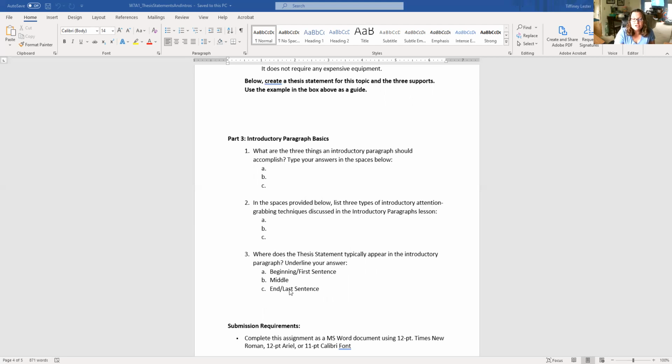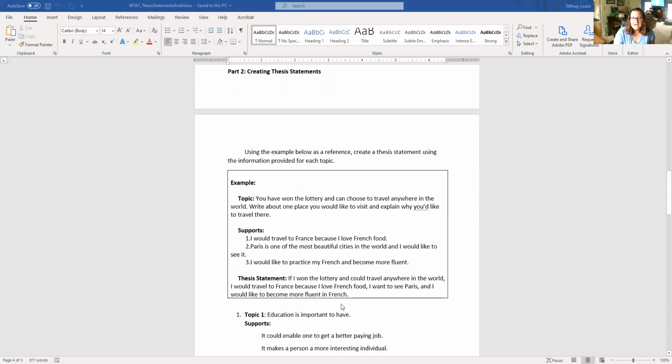Do not confuse thesis statements and topic sentences. Topic sentences are for your body paragraphs, your standalone paragraph. We are talking about an introductory paragraph of an essay and the thesis statement. Where does the thesis statement typically appear? Okay. All right. So that's it for the assignment.